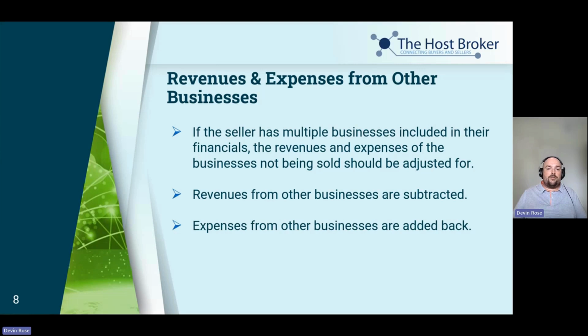Some examples of adjustments for revenues and expenses from other businesses. So again, this is if the seller has multiple businesses included in their financials. The revenues associated with the other businesses are subtracted, and then the expenses are added back, and that equalizes things.